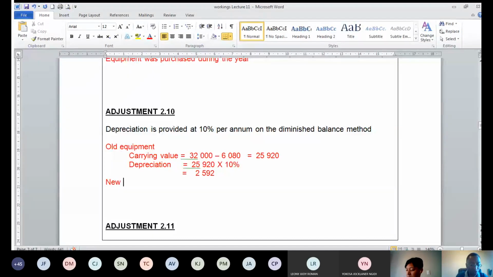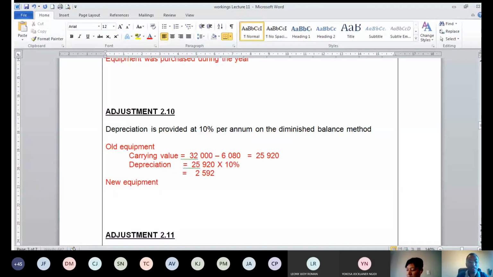We have established that we also purchased new equipment during the course of the year. And if you want to calculate the depreciation on the new equipment, it will be equal to 10,000 Rand at 10% per annum. But this was purchased on the 1st of July. Therefore, it must only be depreciated for 6 months, giving you an amount of depreciation on our new equipment of 500 Rand.